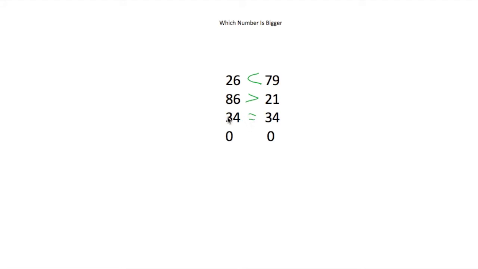So the equal to means that they're both the same. And we already know 0, so that would be the same too. So this is what these symbols do. They show you which numbers are greater than, less than, or equal to.